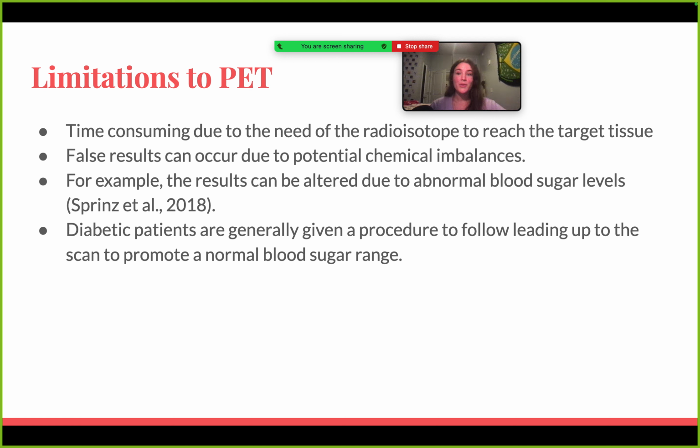could be altered. It's also time consuming due to the intravenous administration of the radioisotopes, which need time to accumulate throughout the body.